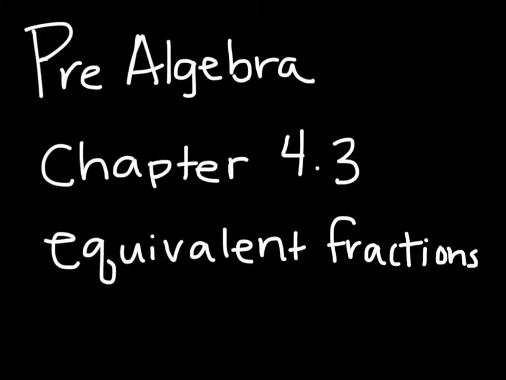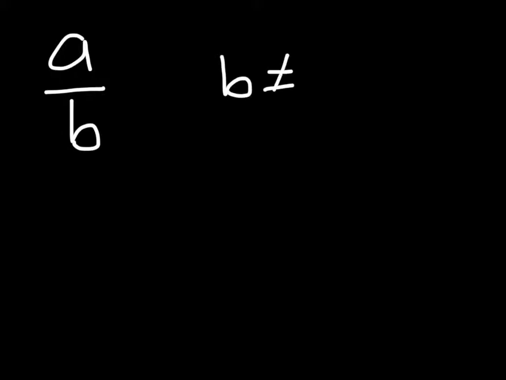Hello, pre-algebra students. This is chapter 4.3, equivalent fractions. As you likely already know well, a fraction is any number in the form a over b, where a is the numerator and b is the denominator. b cannot ever be equal to 0.